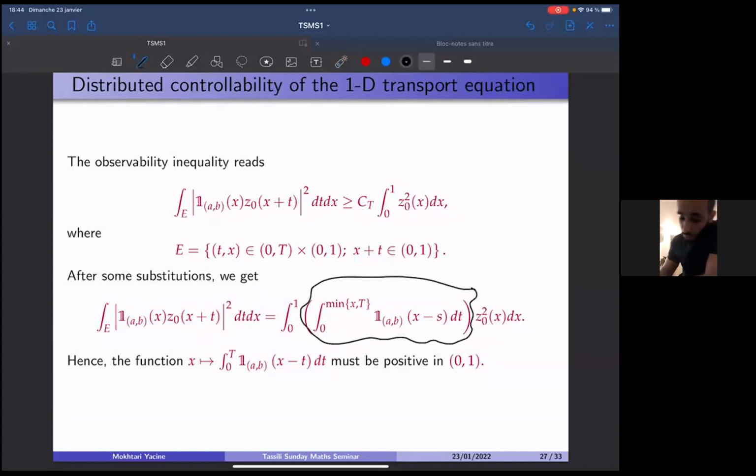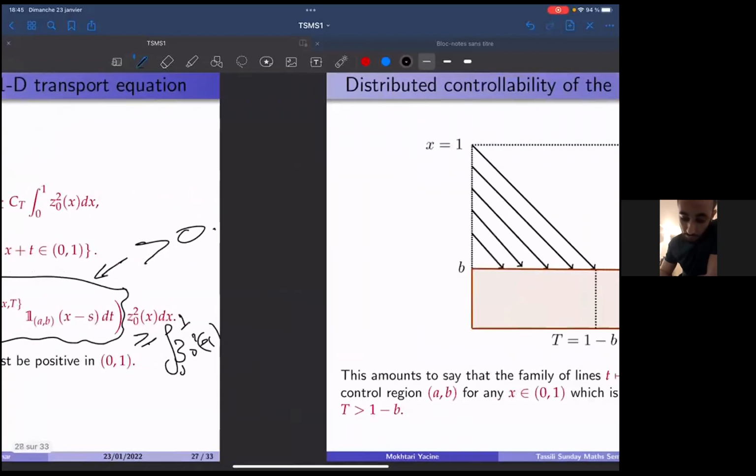The goal is to prove that there exists some T such that this quantity is larger than the integral of the initial state squared, which is equivalent to making assumptions on a and b such that this quantity is strictly positive. And this condition is known as the geometric control condition.